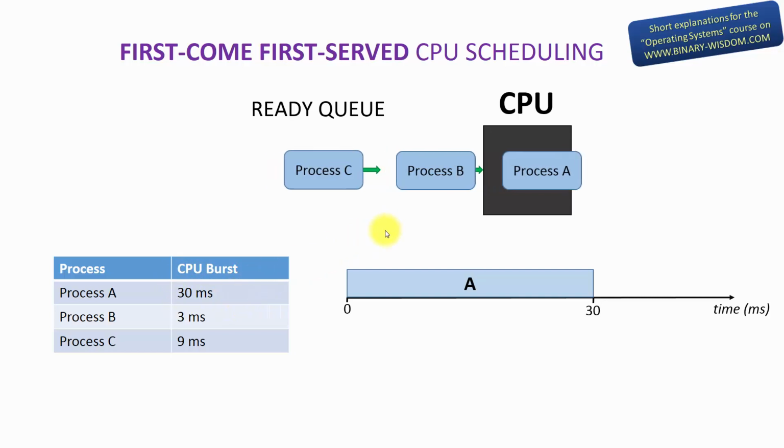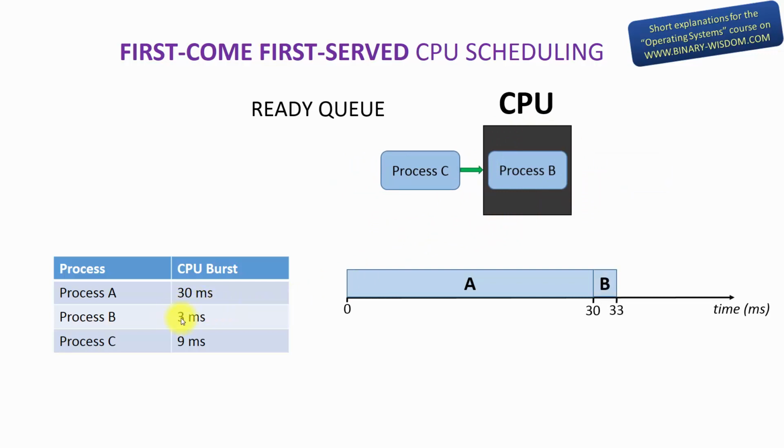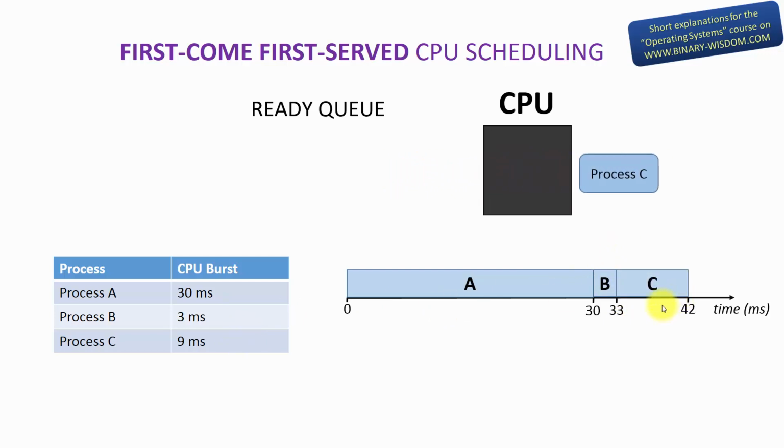When process A finishes using the CPU, process B starts. Process B uses the CPU for only 3 milliseconds, from 30 to 33. Then process C uses the CPU from 33 to 42 milliseconds. This picture that we drew here is called a Gantt chart. It is a standard way to illustrate how the scheduling algorithms work.